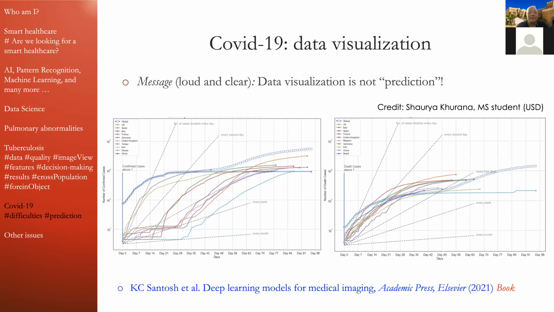So something is wrong. So I wrote this book some time ago. It's in the press. The book is going to come out. It's Deep Learning Models for Medical Imaging. And this book is coming out probably in a month or so.